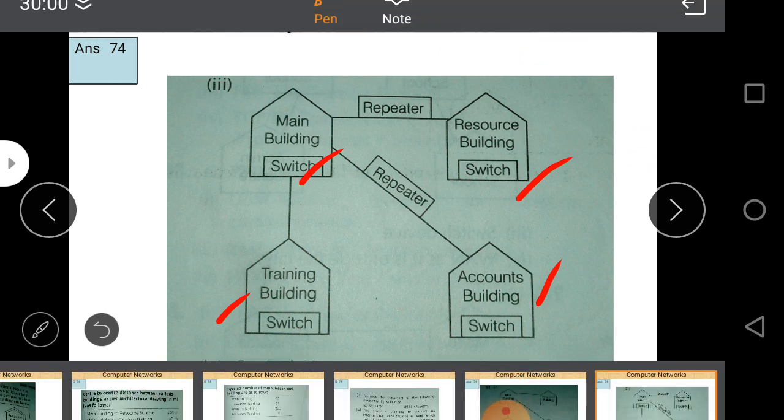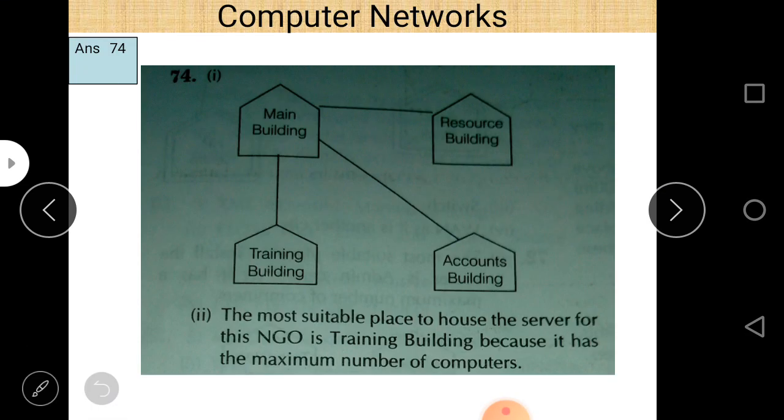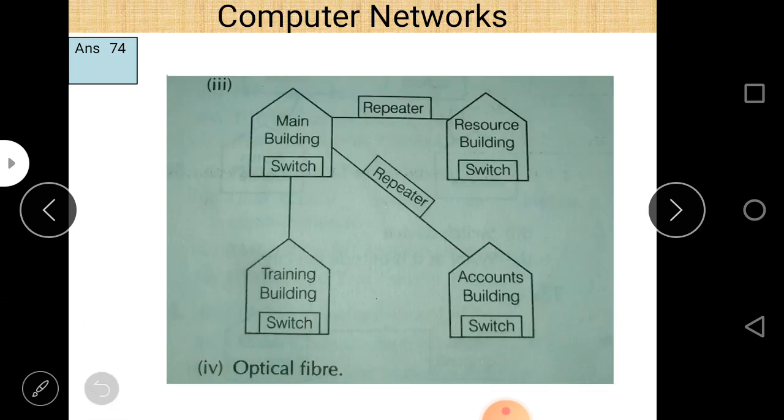The answer is related to this diagram. From the main building to the account building, if the distance is more than 100 meters or around 100 meters, you use a repeater. The use of a repeater is to regenerate, amplify or strengthen the signal. So use a repeater where the distance is about 90 meters to 100 meters, to amplify the signal.